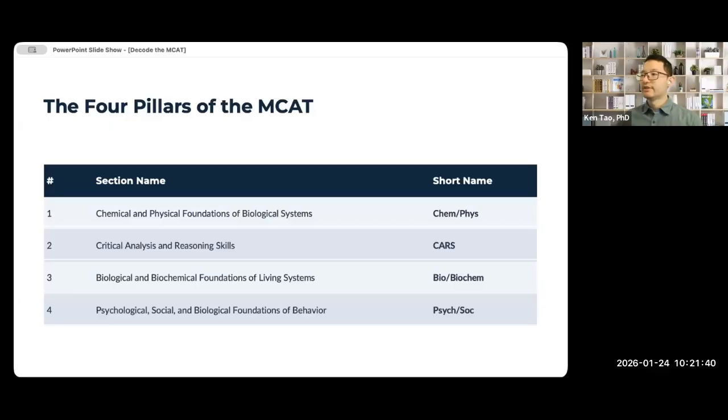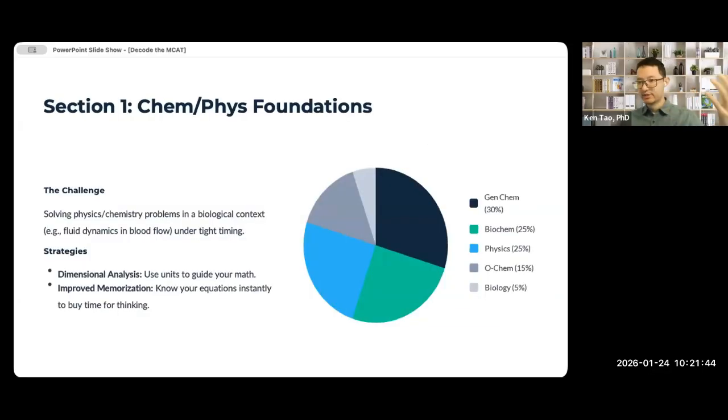All right, so now let's talk about each section in greater detail. We'll start with the Chem-Phys section, going in order. You can see here that the Chem-Phys section actually tests a variety of subjects. 30% of the questions are going to test you on general chemistry, 25% on biochemistry, 25% on physics, 15% on organic chemistry, and 5% on biology.